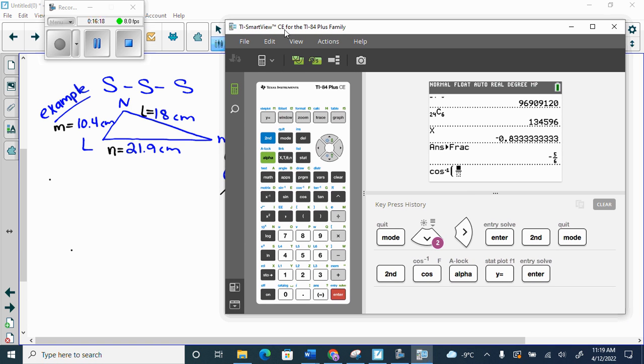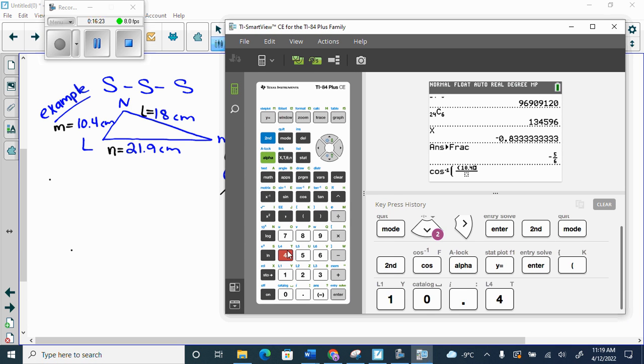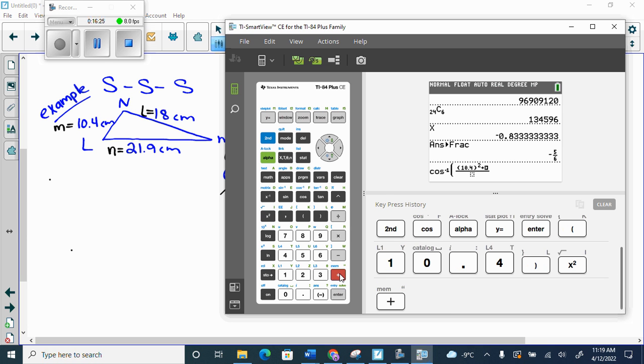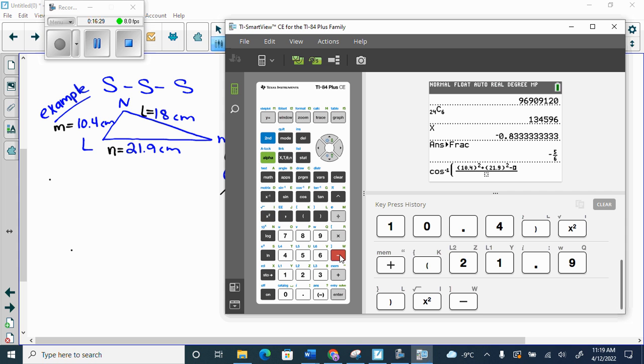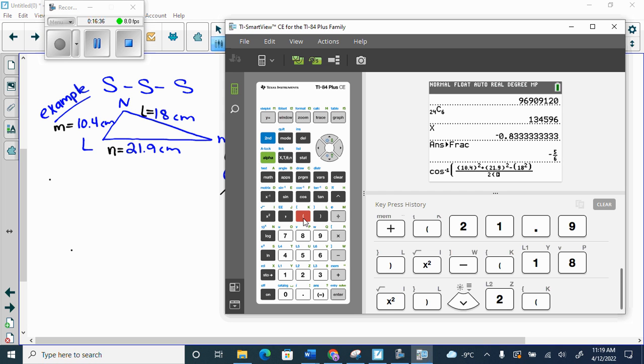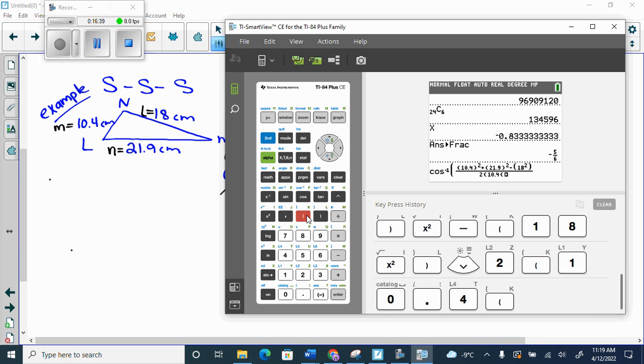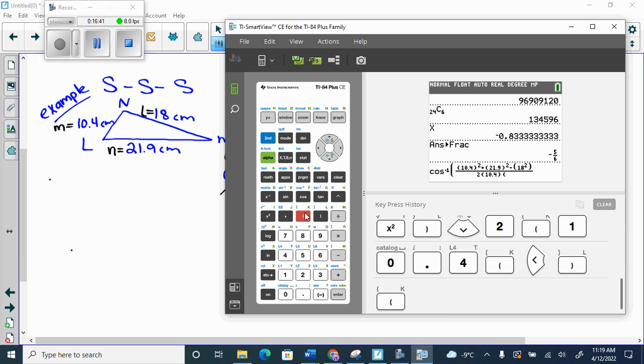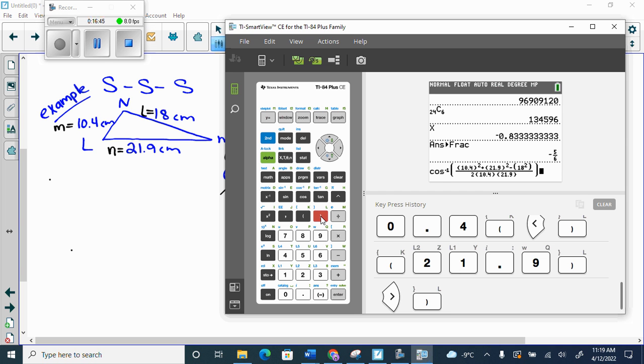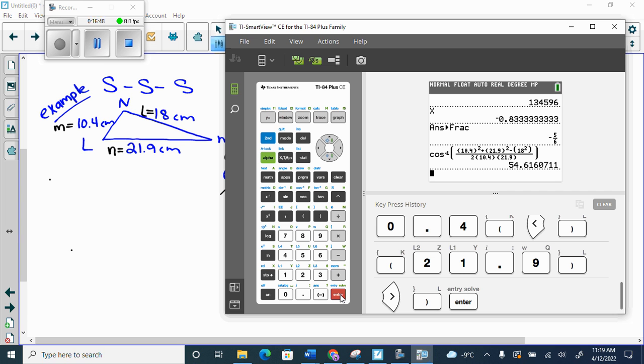Okay, so it would be 10.4 squared in brackets plus 21.9 squared in brackets minus 18 squared in brackets, and then I would arrow down. So I'm typing in exactly the way it looks. 10.4 bracket, oops, close it, open it, 21.9. So you get 54.616. It looks exactly the same if you have the brand new calculators.